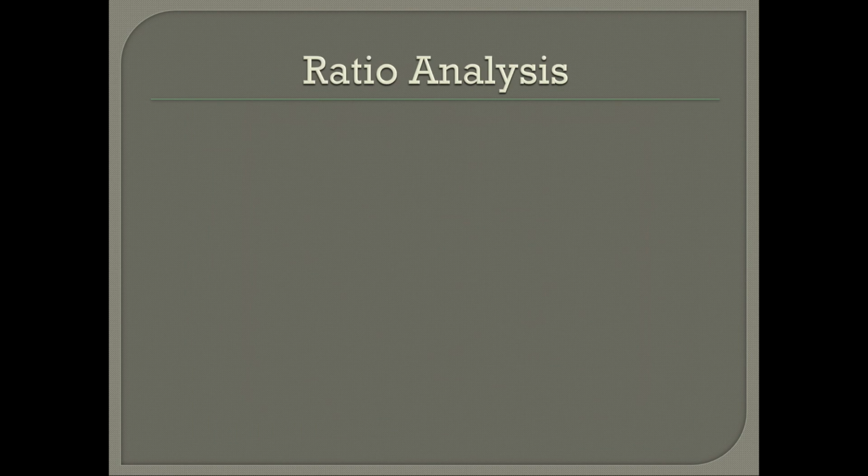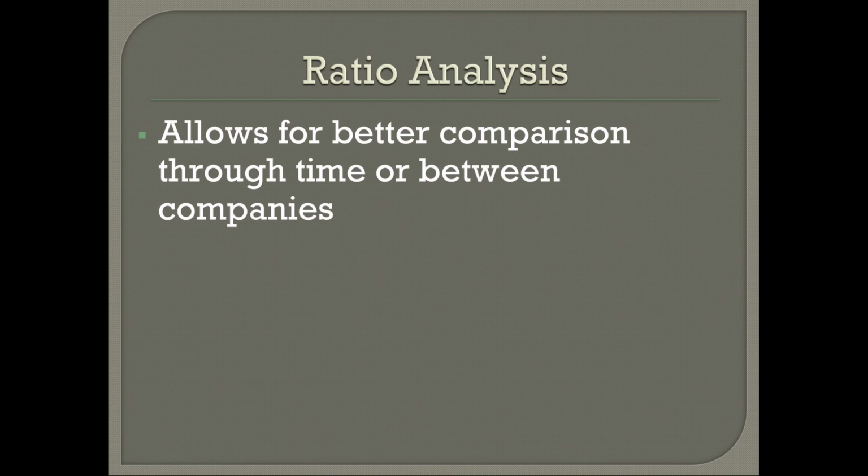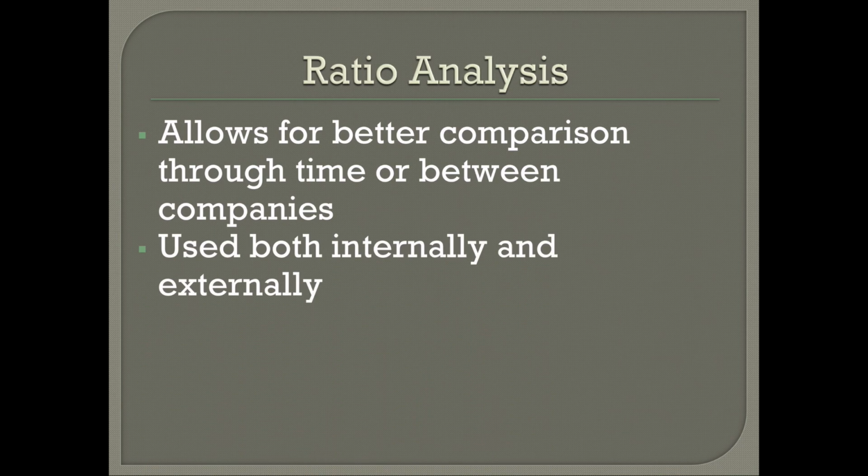So moving forward, those are our common size statements. Another way that we can actually analyze two companies of different sizes is by looking at ratios. So we next turn our attention to ratio analysis. So once again, this allows for better comparison through time or between companies, so you can evaluate a company against themselves year over year or evaluate a company against their main competitors within the same industry. And these ratios are used both internally by management and also externally by, an example would be, creditors or investors who could use these to analyze a company's financial standing.